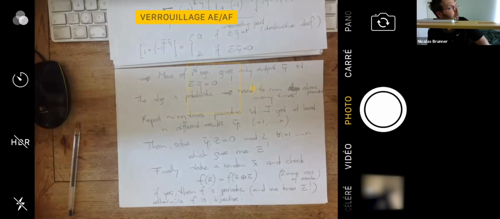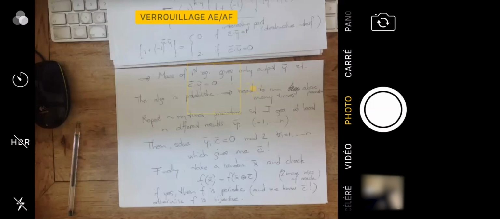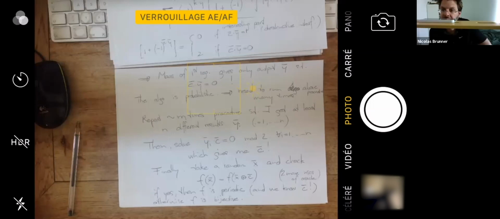Sorry, I'm stupid. No, it must be because the output space has the same dimension as the input space, right? So you need to map all inputs to different outputs. Then by construction, the function is also surjective because it covers all the output space, and then it's bijective. Yes. All right, thanks.